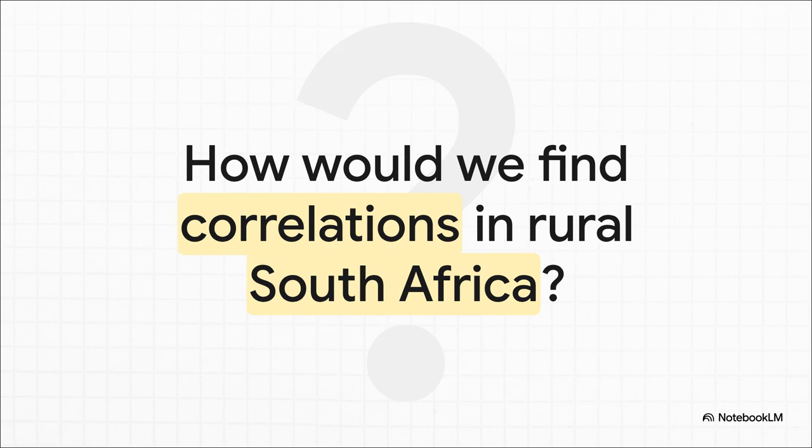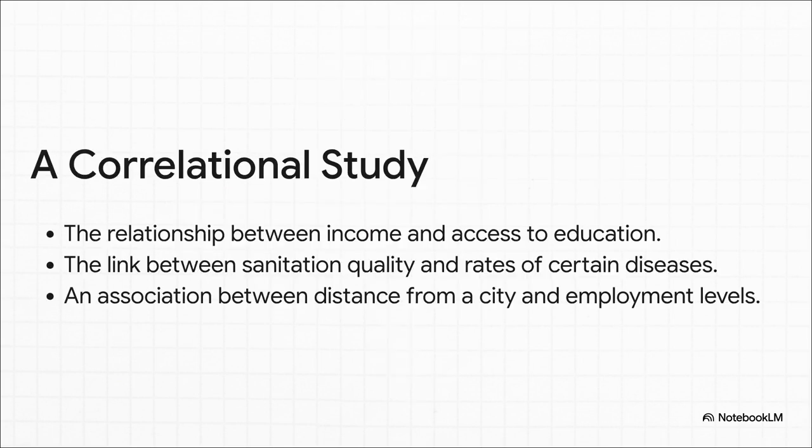So, let's bring it back to our case study. What kind of patterns could we look for in rural South Africa? What dots could we try to connect? Well, a correlational study might investigate the relationship between, say, household income and access to education, or the link between the quality of sanitation and the rates of certain diseases. The whole goal is just to find those statistical links. Finding them is what points us toward those even deeper why questions.